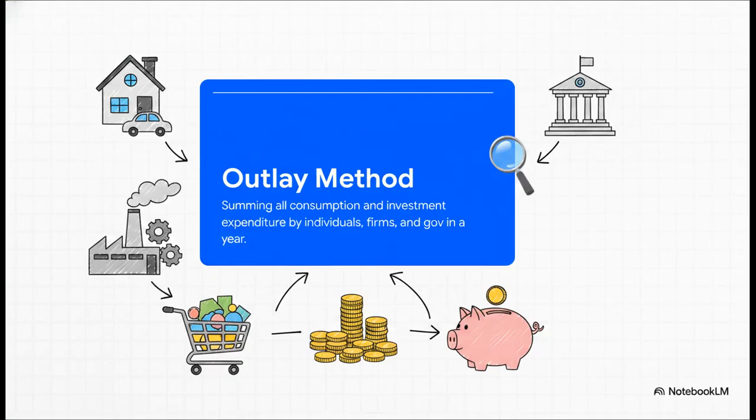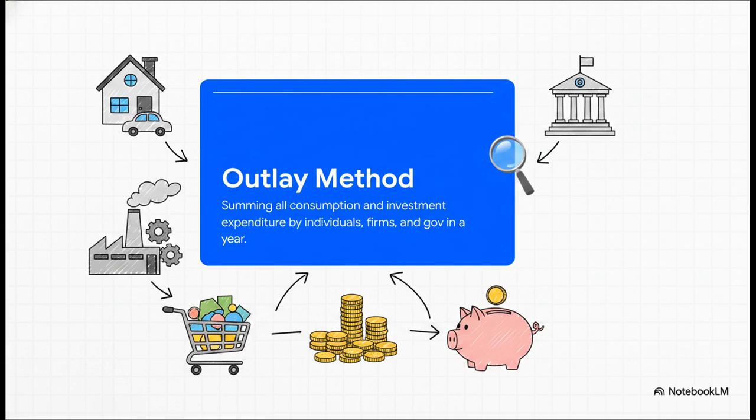You know, often when people calculate national income, they just add up earnings, wages, rent, profits, the whole shebang. But we're flipping the script completely. Right. Instead of tracking what people make, we're looking purely at what they spend. The outlay method calculates national income by summing up literally all the consumption and investment expenditure made by individuals, firms, and the government in a given year.